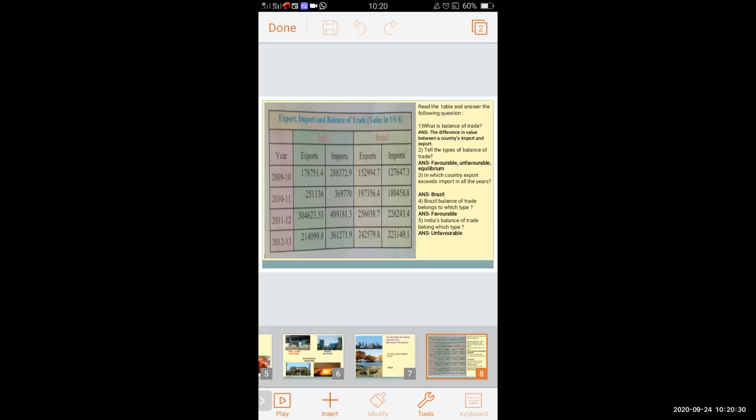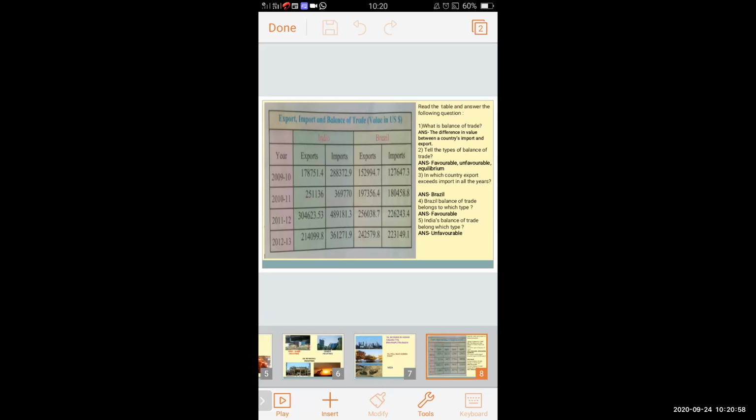So these are the types of trade: favorable, unfavorable, and equilibrium. From this, we can decide which type of balance of trade India has and which type Brazil has. The third question they have asked is: in which country does export exceed import in all the years? They have asked which country's export is more than import in every year.